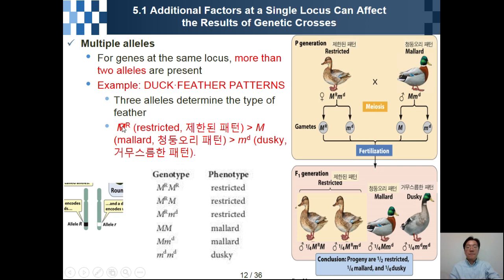But large MR is dominant over large M. Large M is mallard, in Korean we call it the 청동오리 pattern. They have brown in the front, green color in the head, and gray color at the tail. So this is the M. The M allele is the mallard, in Korean the 청동오리 pattern.